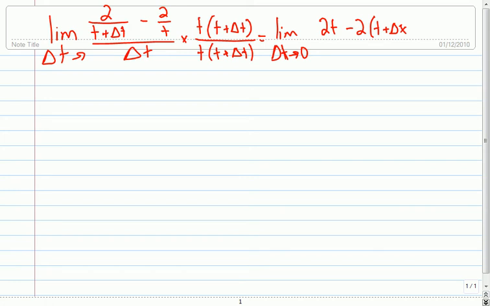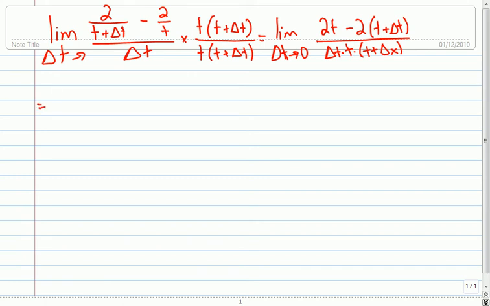It's so hard to get away from writing x, isn't it? Okay, 2 plus delta t. And on the bottom now, I have delta t, and I have t, and t plus delta t. Okay, so those are all the pieces, but now my fractions are gone. So let's try and simplify this.